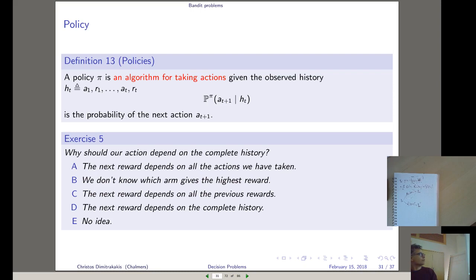Okay. So what do you think, should the next action depend on the complete history for a bandit problem? Who says A? Who says B? Most people. Okay. Anybody say C, D, or E? Okay, good. So we don't know which arm gives the highest reward, and that's basically the reason why we're learning. We're doing a learning algorithm, and learning means remembering what happened in the past. So this creates a dependence on the complete history. That's all. It's nothing super complicated.